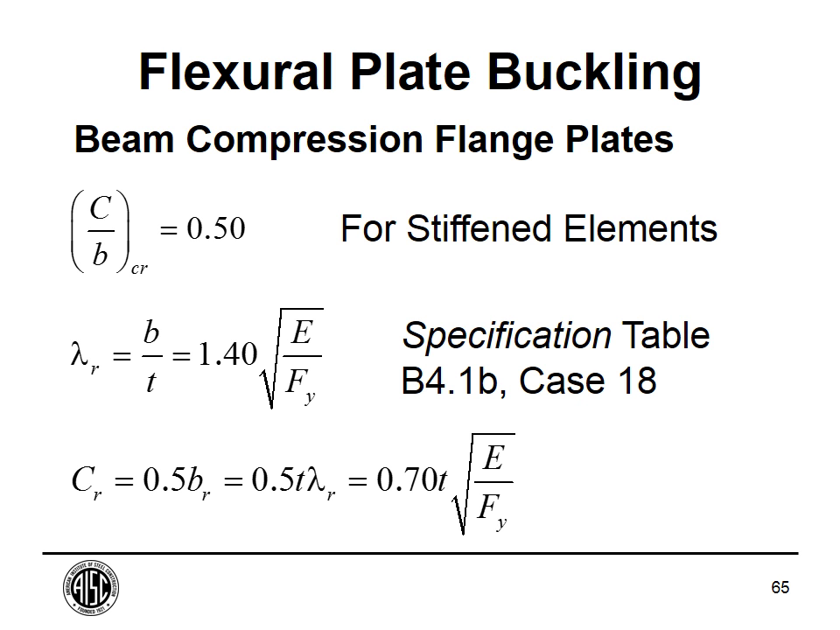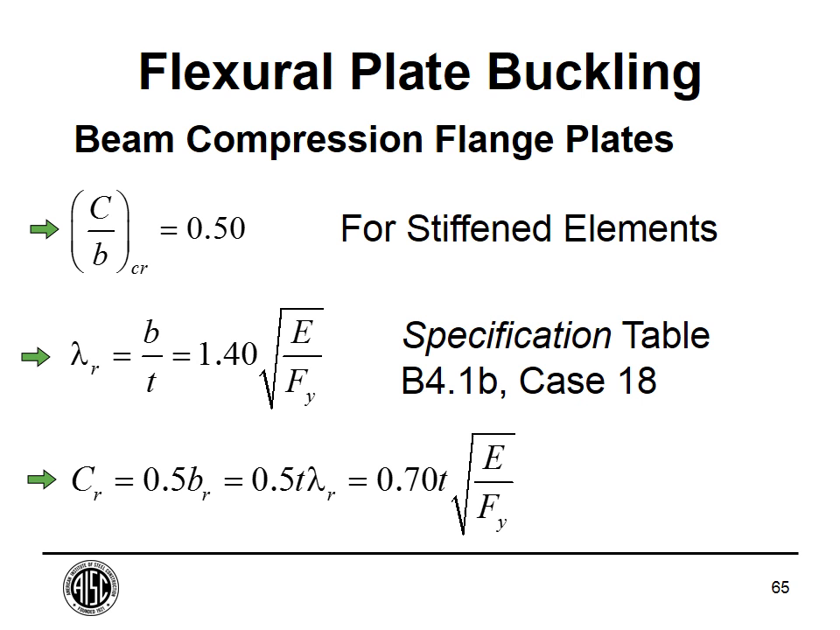So let's see what we can do for plates welded with stitch welds to beam compression flange. And we're going to use the C over B critical of 0.5, like I just showed you straight out of the paper. And then we're going to go back to local buckling. This is the equation I showed you earlier for lambda sub r for local buckling. And we're going to combine those two equations to give us our critical clearance dimensions.